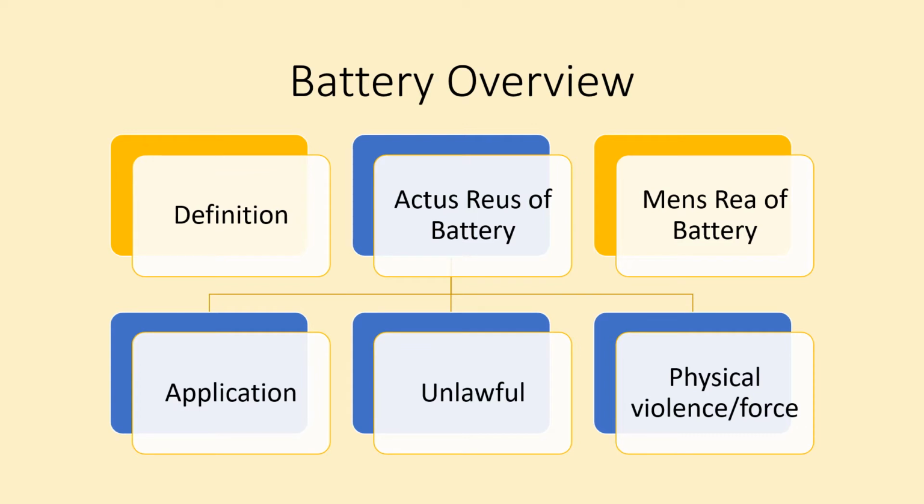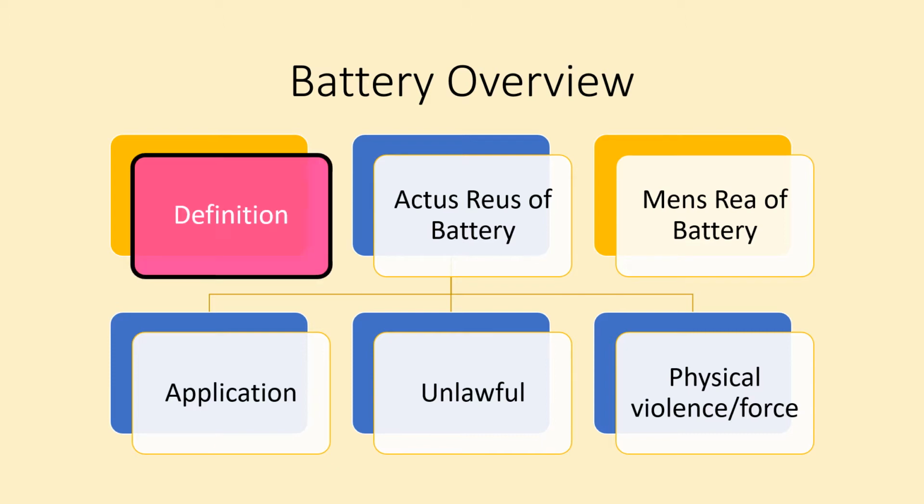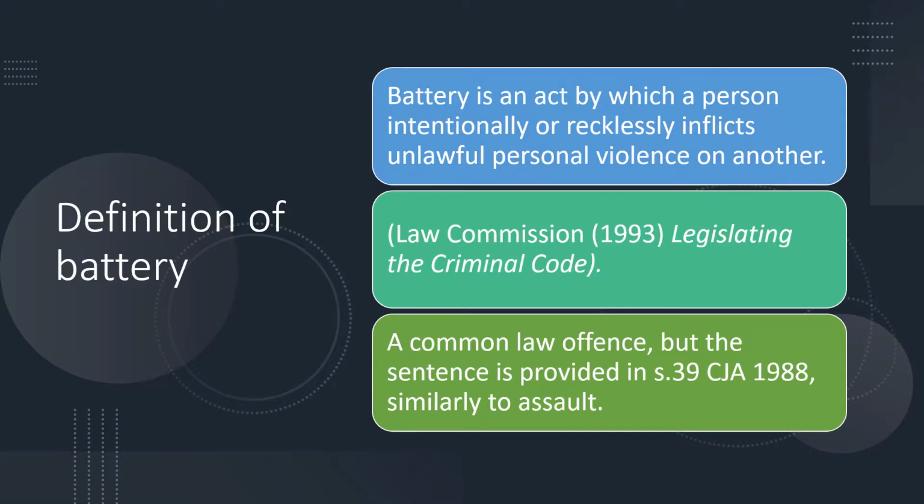So what we're going to do is consider the definition of battery. We're going to look at the actus reus of battery and then the mens rea of battery, starting with the definition. The definition of battery is an act by which a person intentionally or recklessly inflicts unlawful personal violence on another. And this comes from the Law Commission report on legislating the criminal code, which, ironically, didn't happen, given that this is still a common law offence. But the sentence is provided in section 39 of the Criminal Justice Act 1988, similarly to assault.